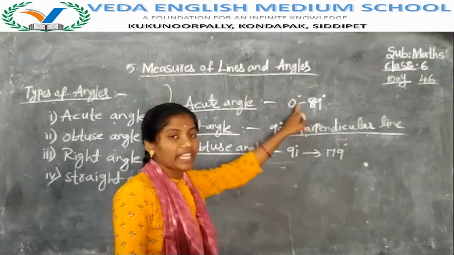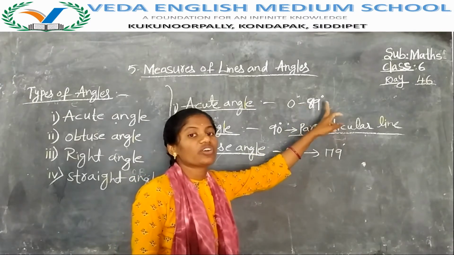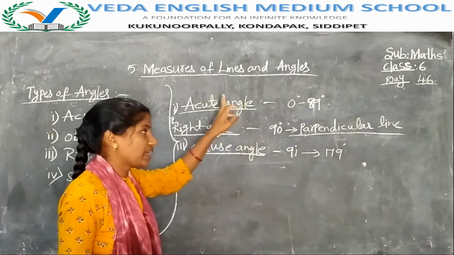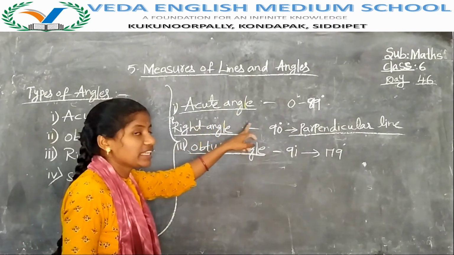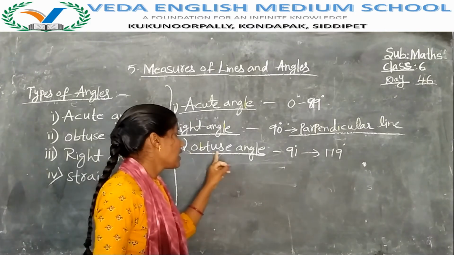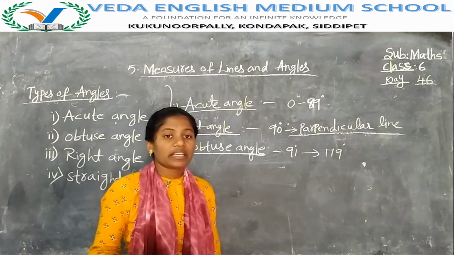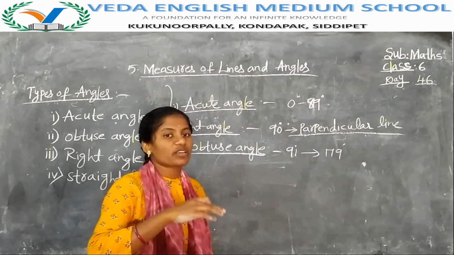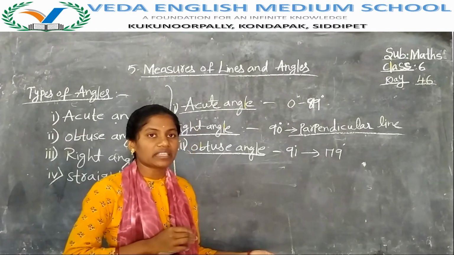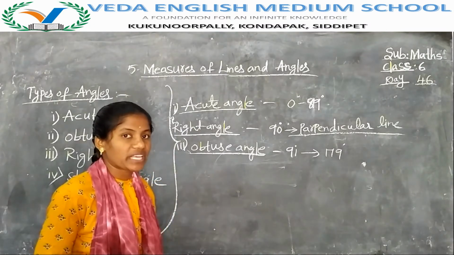Acute angle means the angle which lies between greater than 0 and less than 90. That means 0 to 89 degrees are called acute angle triangles. Then right angle, if it is exactly 90 degrees, is called a right angle triangle. Then obtuse angle means greater than 90, less than 180. Those angles are called obtuse angle triangles.